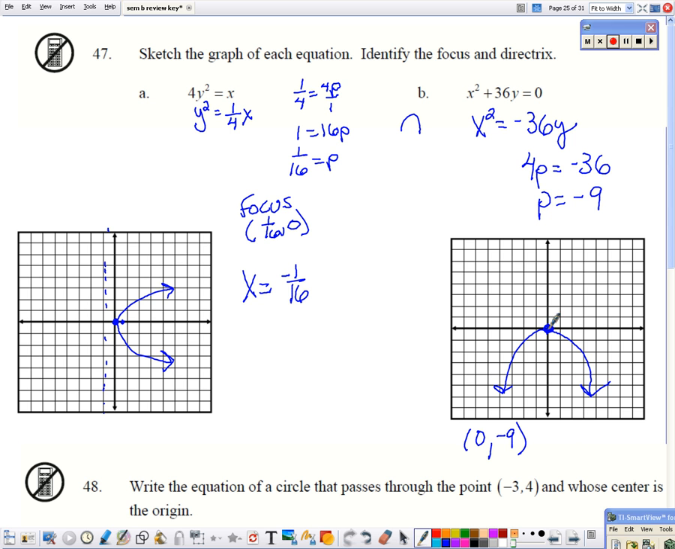The directrix is 9 units up from the vertex. It's going to be a horizontal line here. So that's the line y equals 9. I can plot my focus too.